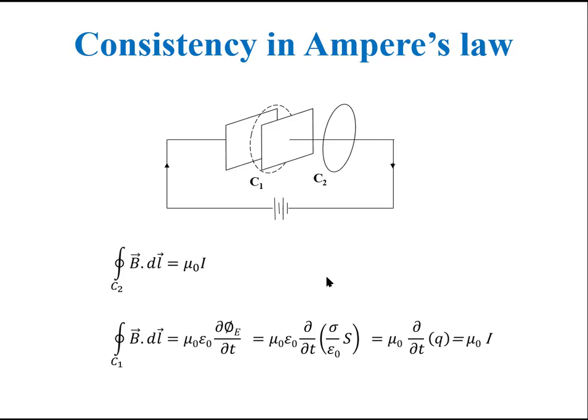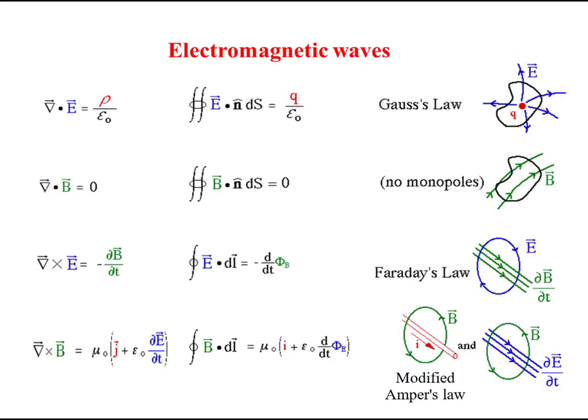With this modification, all the laws got the same form, and the equations for those laws, including the modified Ampere's law, are called Maxwell's equations. So Maxwell's equations in their differential form are: del dot E equal to rho by epsilon naught, which is Gauss's law in electrostatics. Del dot B equal to 0, which says that there are no magnetic monopoles in nature. Third is del cross E equal to minus del B over del t, which is Faraday's law. And the fourth is del cross B equal to mu naught times J_C plus J_D, which is the modified Ampere's law.